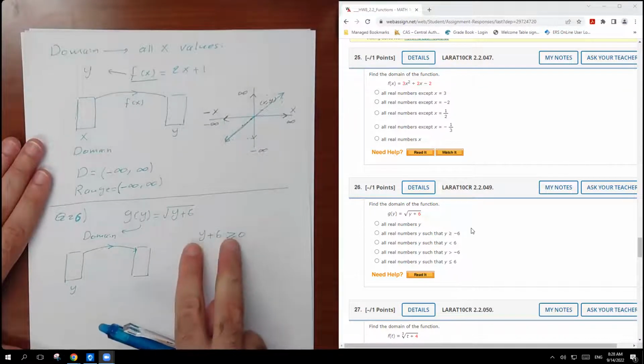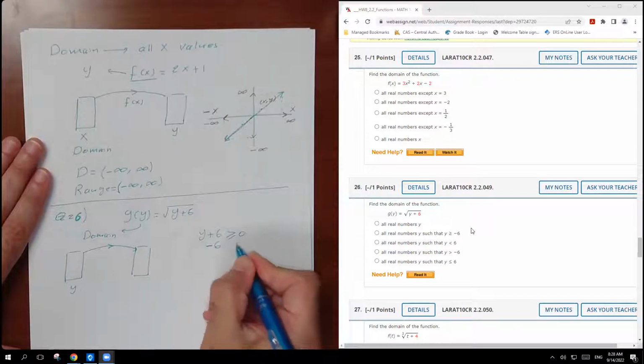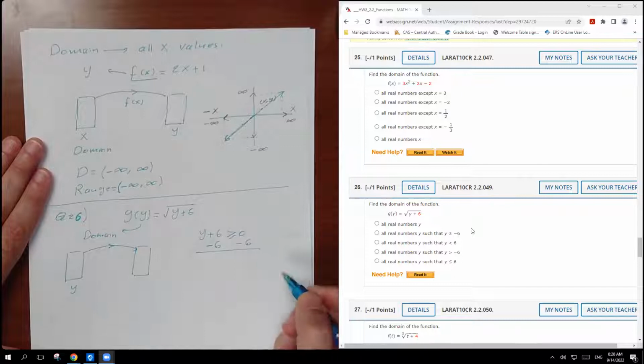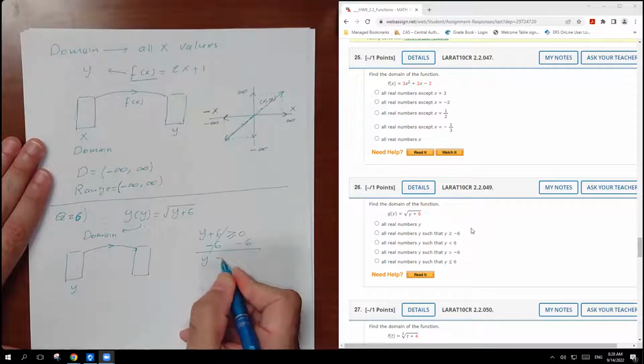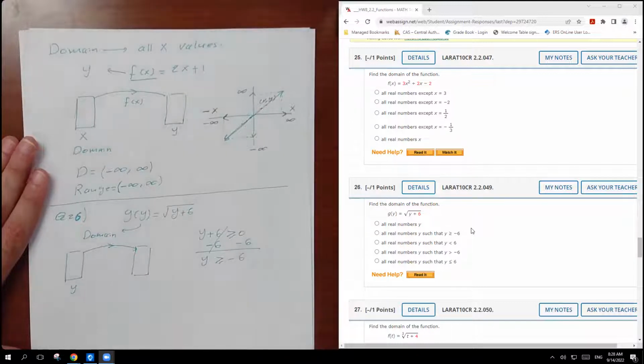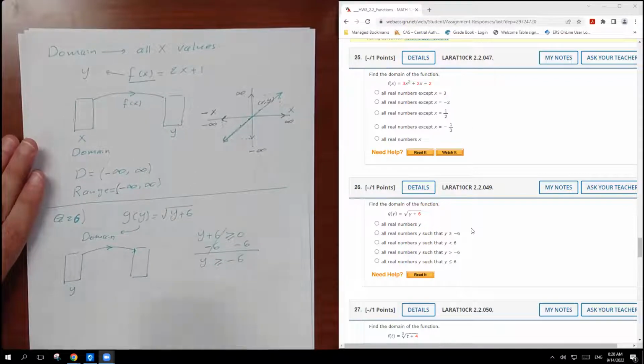Then you're going to solve this inequality. How are we going to solve this inequality? By minus 6 from both sides. Then this is cancelled. That means y is going to be greater than or equal to negative 6. Now let's write down the domain, then we're going to check that in the graph.